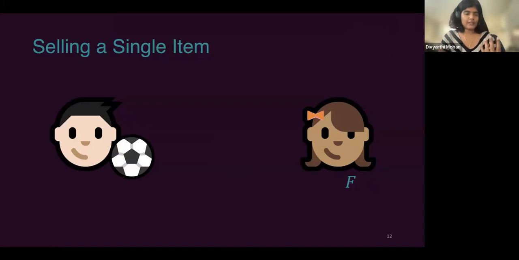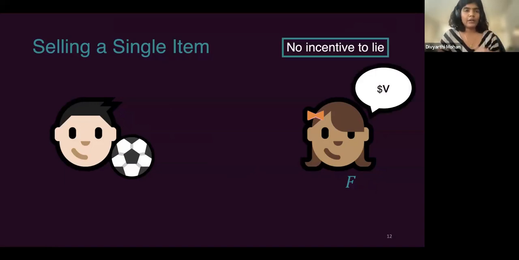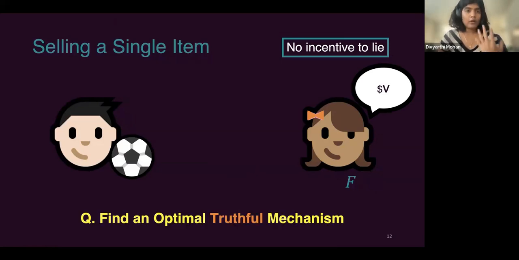So now the question is, can we have mechanisms that incentivize the buyer to report her value truthfully, so that she does not have any incentive to lie about her value? And we call such mechanisms truthful mechanisms. Our goal is to find the optimal truthful mechanism. What is the optimal mechanism that can be implemented truthfully?